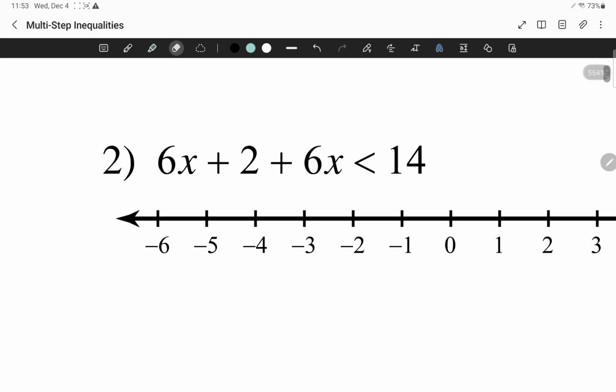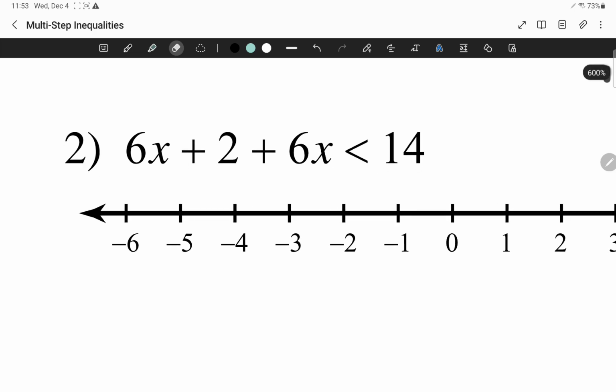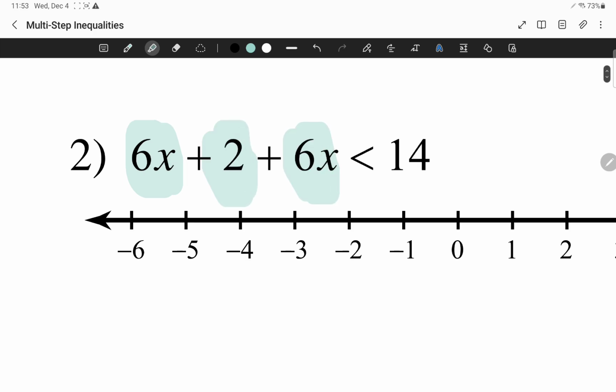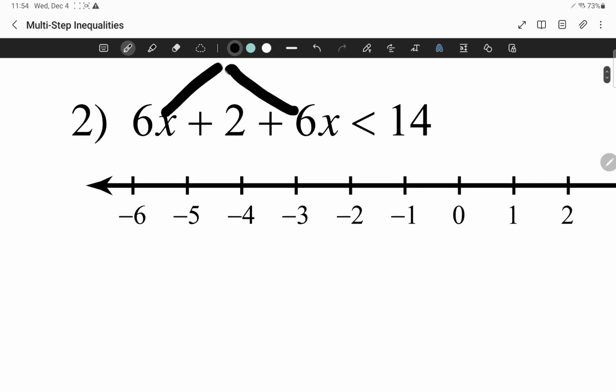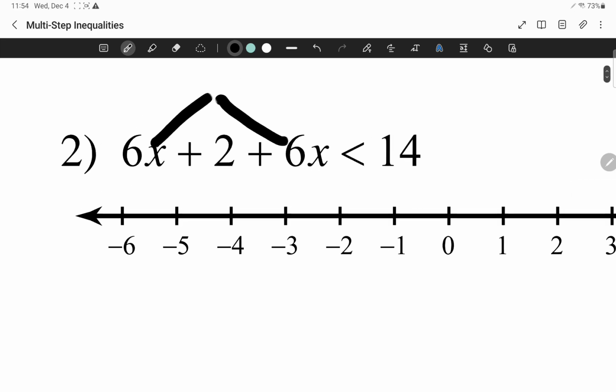So let's look at this problem. You can see a couple things. We have a lot of stuff on the left, okay? We have a 6, we have a 2, and then we have a 6x again. So what can we do here in order to simplify my problem? Well, guess what? We can simplify by combining like terms. That's one of the skills you're going to have to know. We're going to be combining those two. What do I get once I add 6 and 6? That's going to give me 12x.